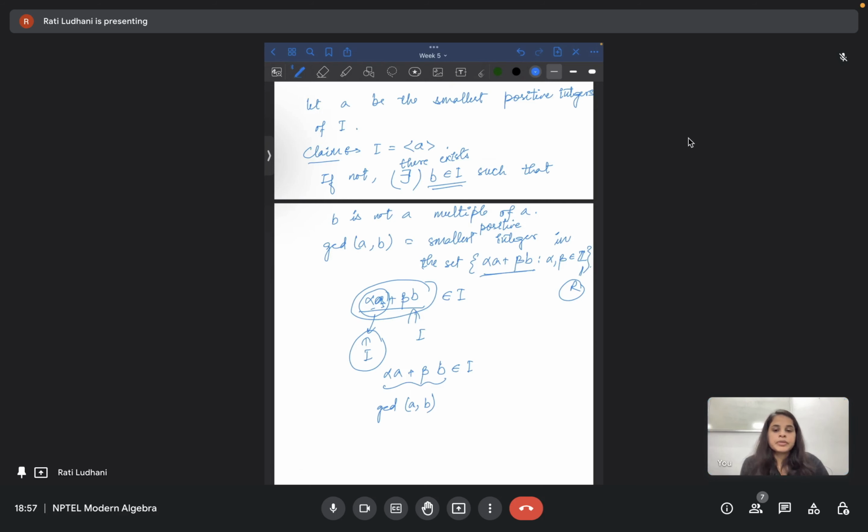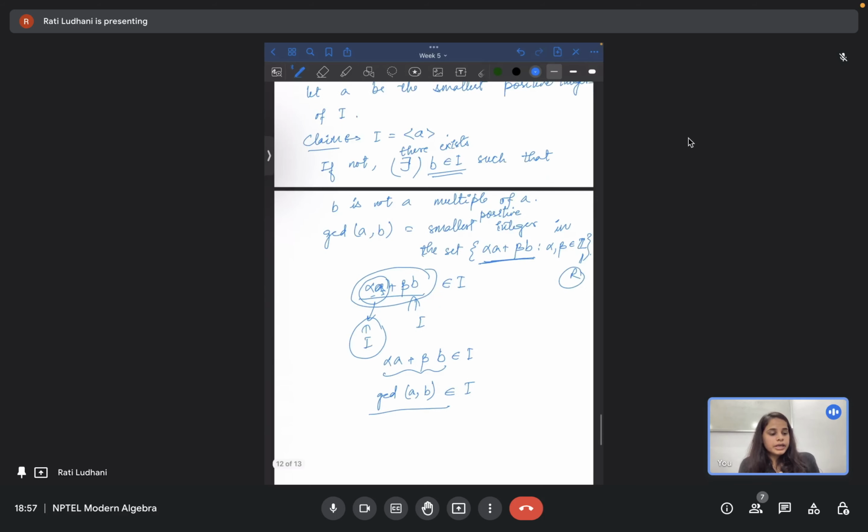Yeah, sure. Okay. So alpha A plus beta B belongs to I. So any element of this kind, GCD is some element of this kind, so this belongs to I, right? GCD of A and B belongs to I, but A and B do not belong to I. A does not divide B. That is something I should mention. So B is not a multiple of A, and A is your smallest positive integer.